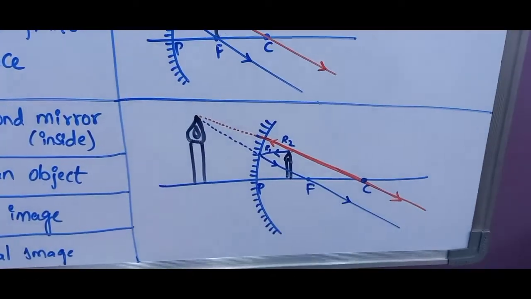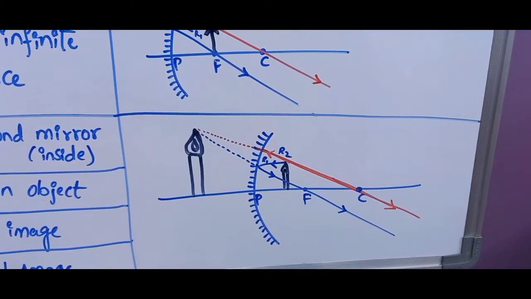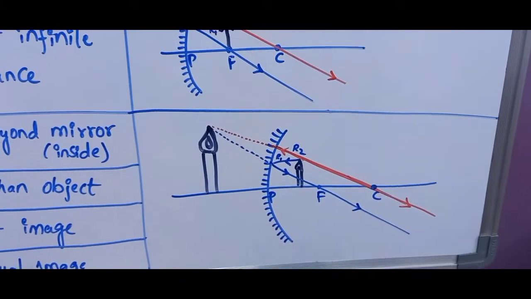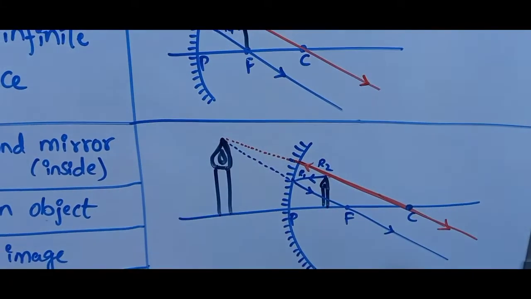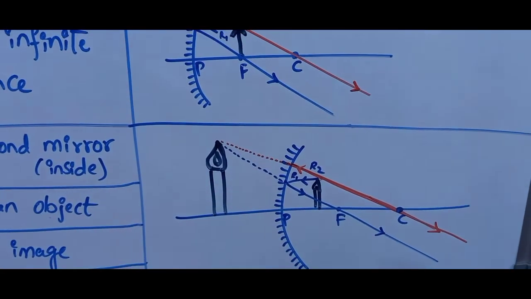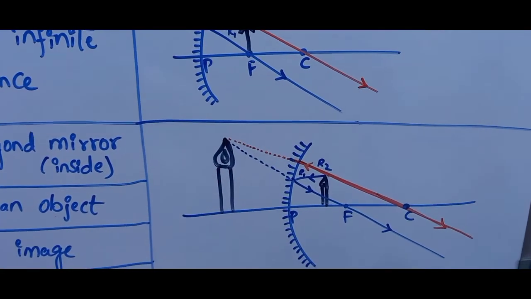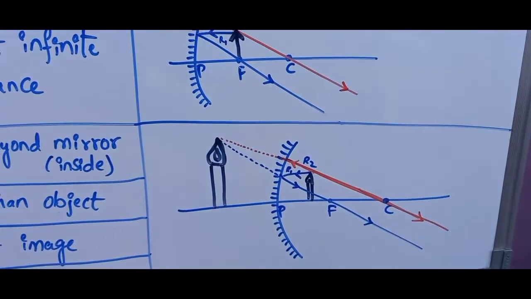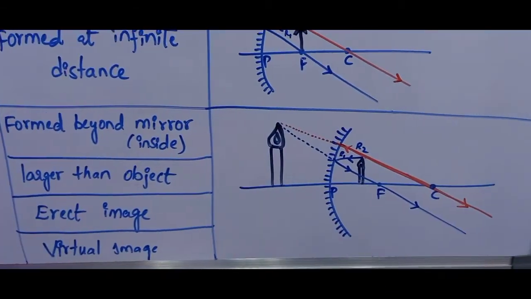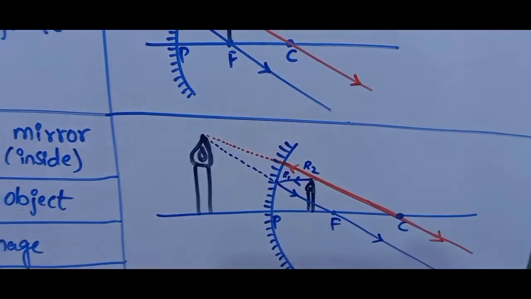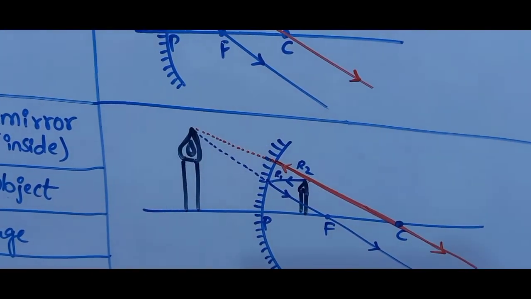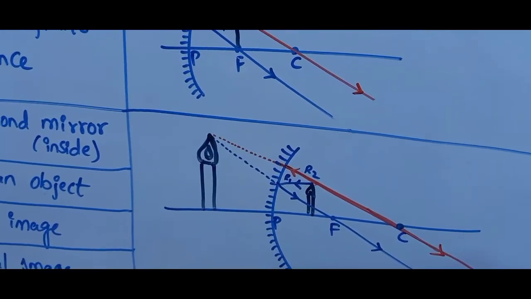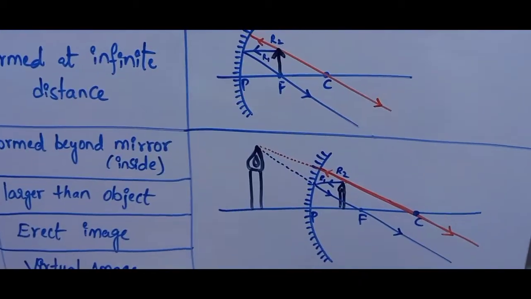You all know already that such images which cannot be caught on a paper or screen are called virtual images. So this image, as it can only be seen inside the mirror but cannot be caught on a screen, is said to be a virtual image, and this image is in an upright position, hence it is an erect image. You can easily observe that the size of the image is larger than the size of the object. And it is formed beyond the mirror.